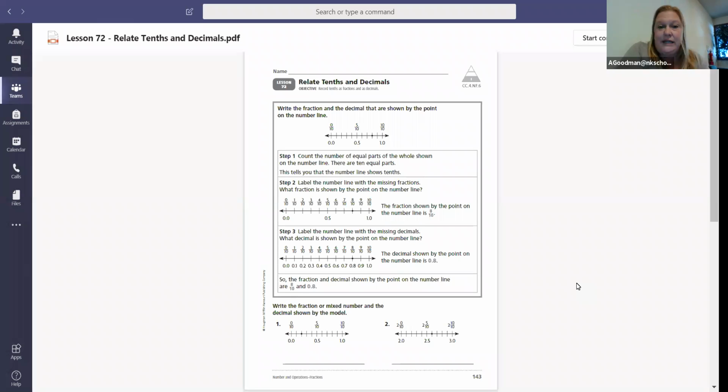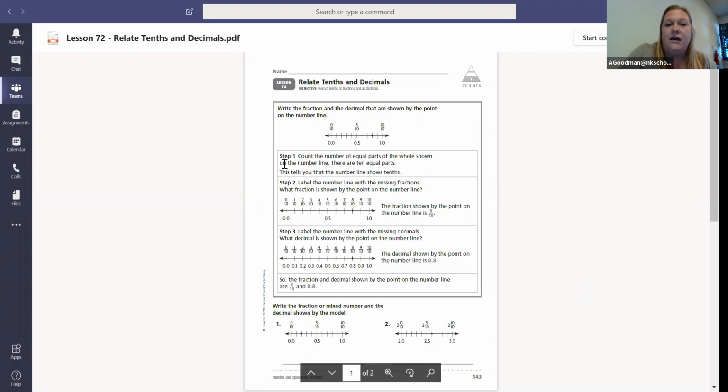All right, lesson 72, last one. So the purpose of this lesson is just to show you what the fraction tenths and the decimals look like next to each other. So we are going to be finding a certain point on the number line and naming it in fractions and decimals.